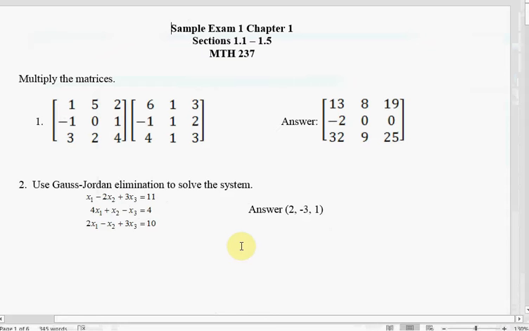This is the sample exam. Number 1, multiplying matrices. The answer is there, so it's no fun anymore. We got the answer, right? So let's look at number 2. Yes, ma'am.